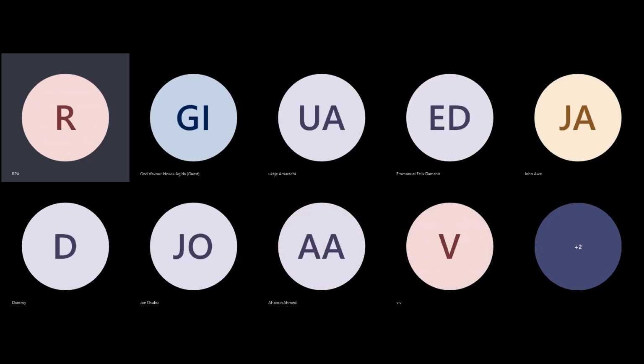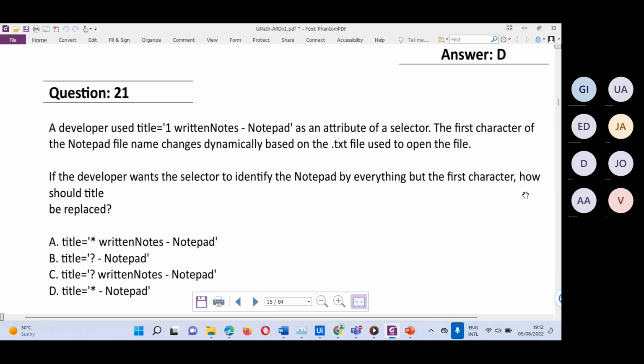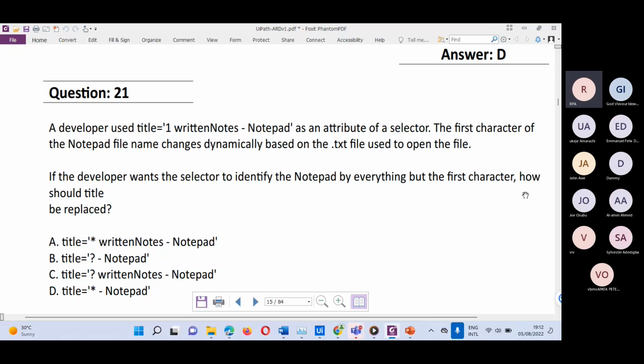Okay. All right. So now a developer used title as we have it on the screen, as an attribute of a selector. The first character of the notepad file name changes dynamically based on the .txt file used to open the file. If the developer wants the selector to identify the notepad by everything but the first character, how should the title be replaced?